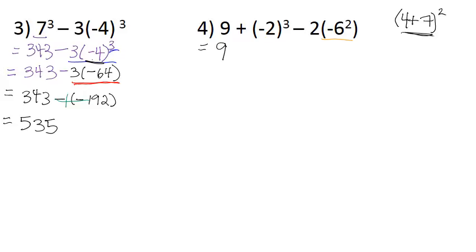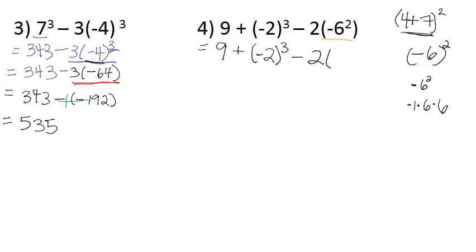I have 9 plus negative 2 to the power of 3 minus 2, and then I have negative 6 to the power of 2 inside my brackets. Negative 6 to the power of 2 isn't saying negative 6 to the power of 2. The negative is out front as a coefficient, and the 6 is attached to the 2. So this actually means negative 1 times 6 times 6. And that is going to give me negative 36.